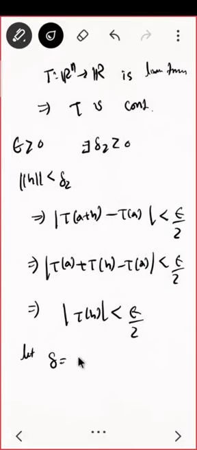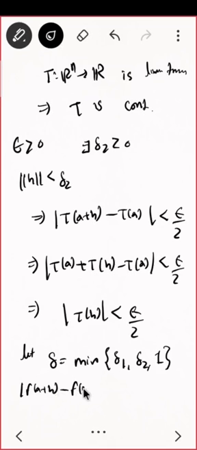let delta be the minimum of three values: delta 1, delta 2 and 1. If I consider this, then mod of f of a plus h minus f of a minus T of h will be less than norm h times epsilon by 2, but norm h is less than the minimum, so this will be less than epsilon by 2. Agreed?